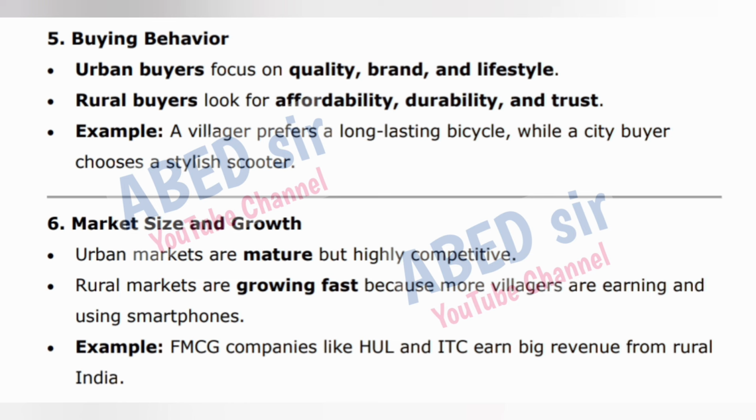6. Market size and growth. Urban markets are mature but highly competitive. Rural markets are growing fast because more villagers are earning and using smartphones. Example, FMCG companies like HUL and ITC earn big revenue from rural India.